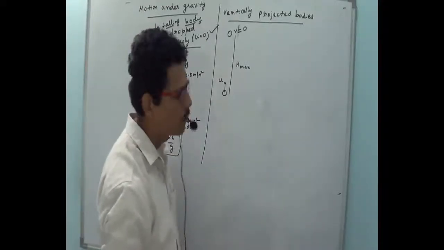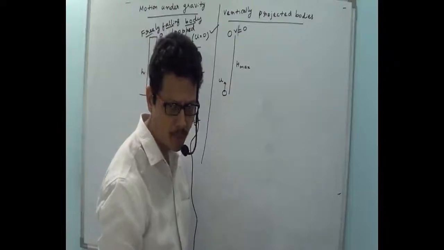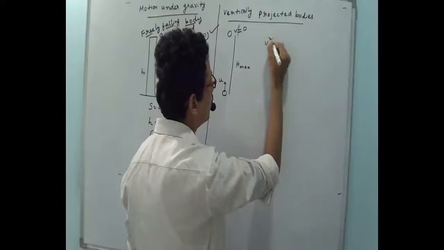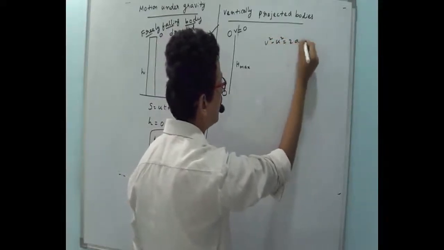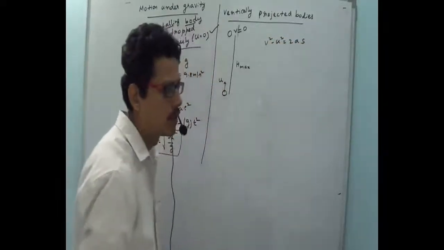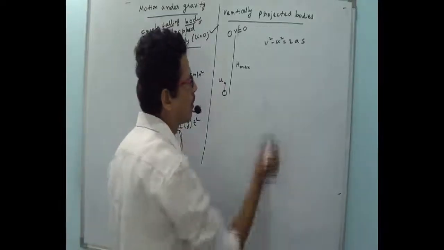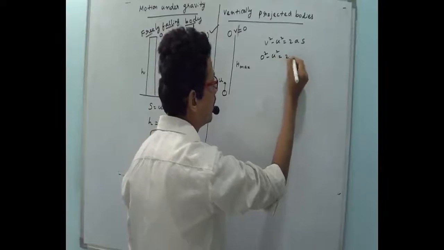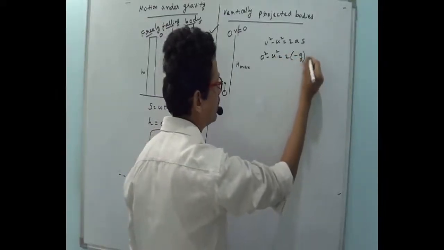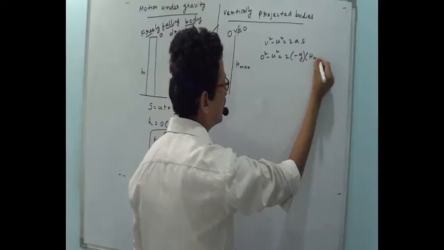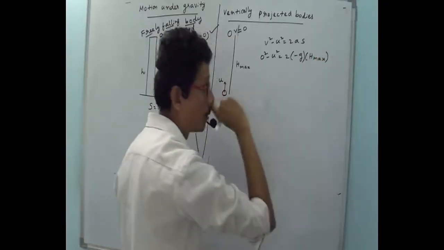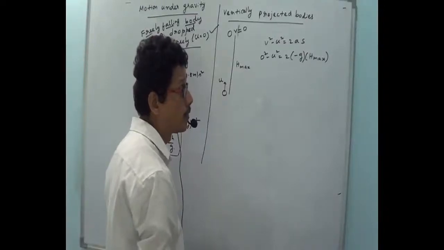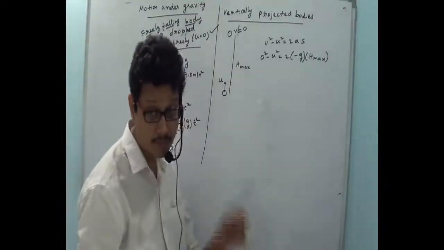So now let us calculate what is the maximum height attained by the body. We have to take this equation, v square minus u square is equal to 2as. So at the maximum height, velocity is 0. And a you have to take minus g. And this is maximum height. Why you have to take minus g? Because the acceleration is vector.